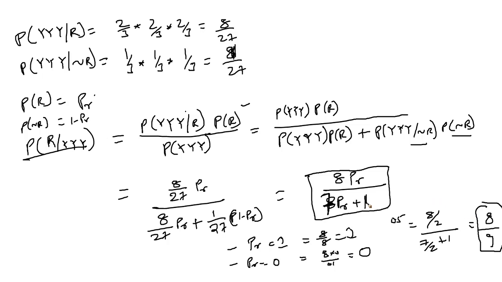Okay, I think that's how we solve the problem, and the generic solution is going to be 8 PR by 7 PR plus 1. If you make the assumption that it's raining 50% of the time, you get an answer of 8 by 9. That's why I said it's probably true but not very accurate.